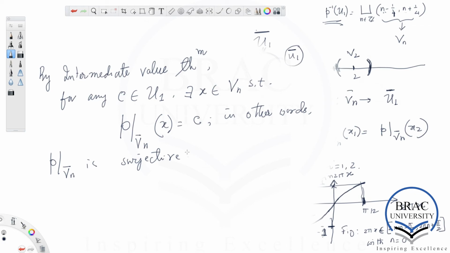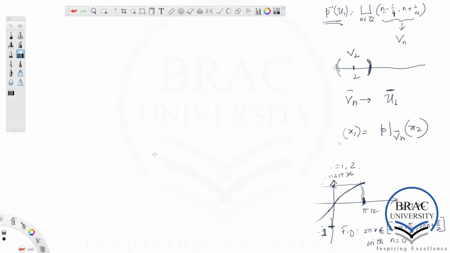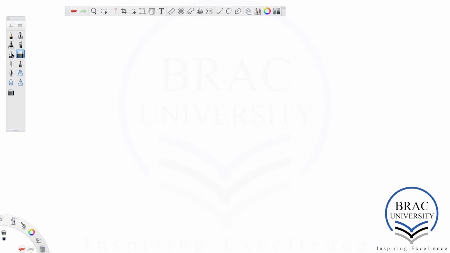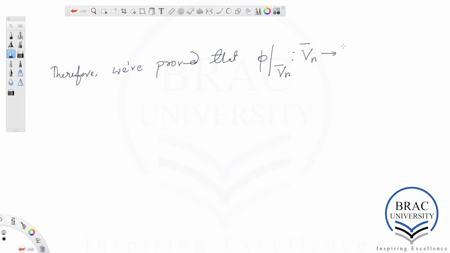So what did we prove? So let me erase everything. So we have been able to prove that P restricted to the closure of Vn, from Vn bar to U1 bar, is a bijective continuous map, right? This is what we have proved.